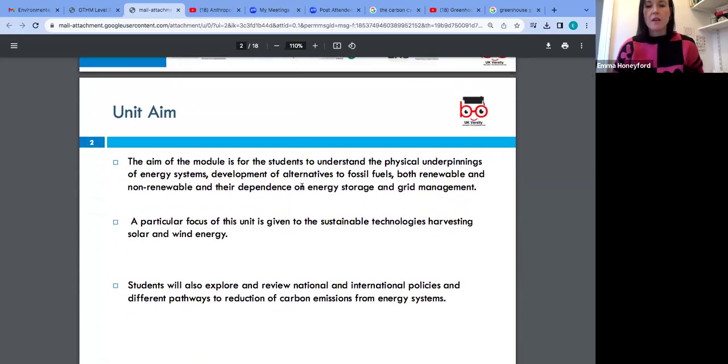The aim of this unit is for students to understand the actual physical underpinnings of energy systems, the development of alternatives to fossil fuels for both renewable and non-renewable, and their dependence on energy storage and grid management. A particular focus of this unit is given to the sustainable technologies, harvesting solar and wind energy. Students should also explore and be able to review national and international policies and the different pathways to reduction of carbon emissions from energy systems.